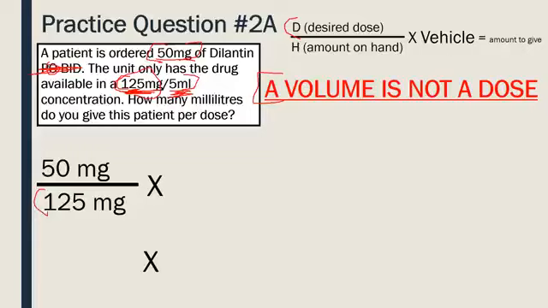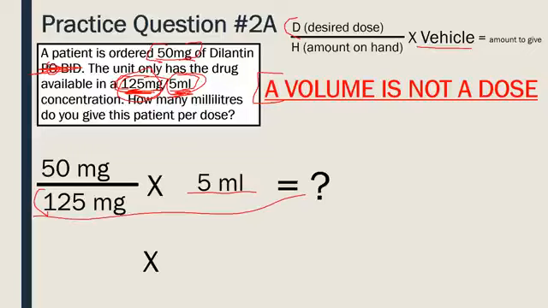Now, the vehicle. The vehicle is a little bit different than the last question we did, where it was simply tablets. Tablets or capsules, that's an easy way of doing it. But this is milliliters, and that's what we're going to put under the vehicle section where we multiply by the vehicle. We're going to put 5 milliliters. That's where this 125 milligrams is in the 5 milliliters of fluid.